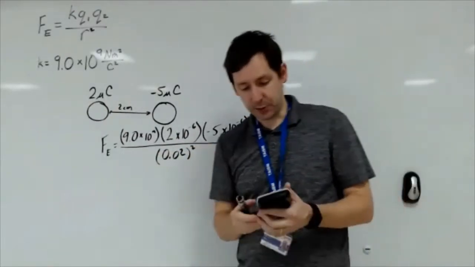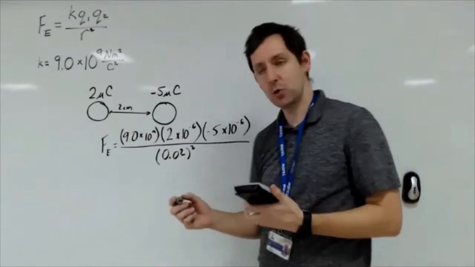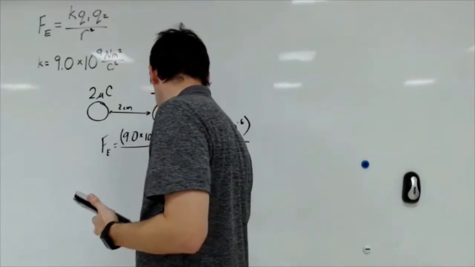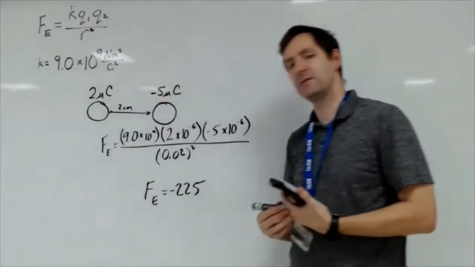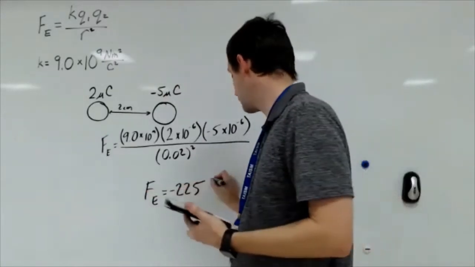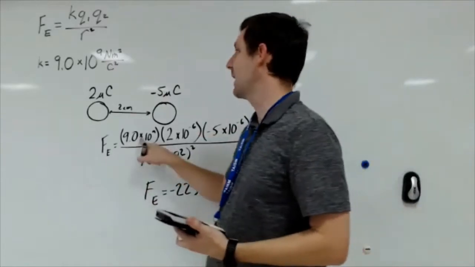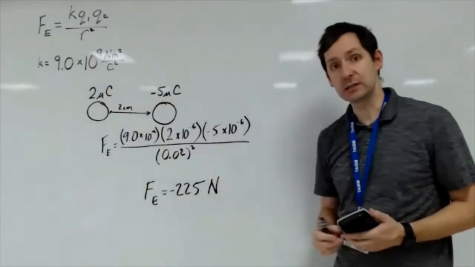And then we're going to punch that into our calculator, all right? And I got -225. Now it is a force because I put this in coulombs, that in meters, in the SI units. Then my units should be newtons here.